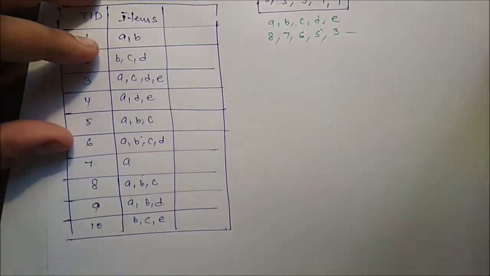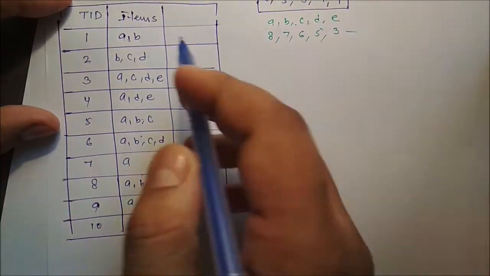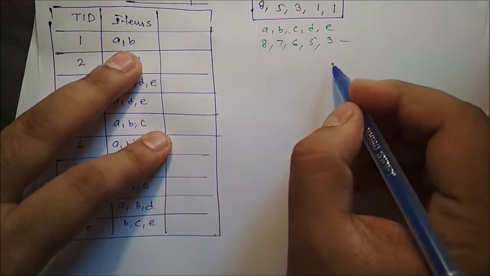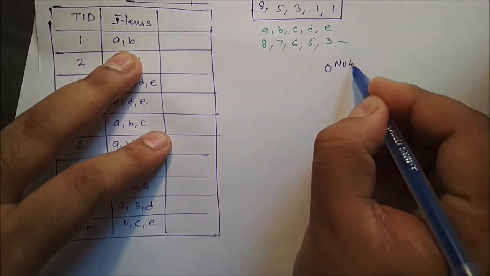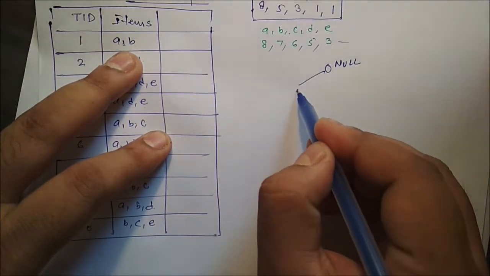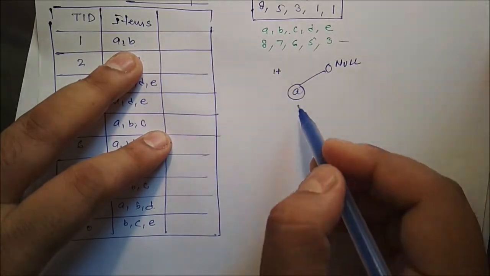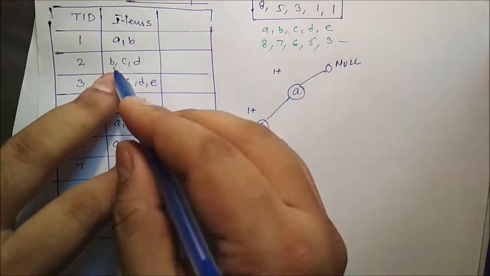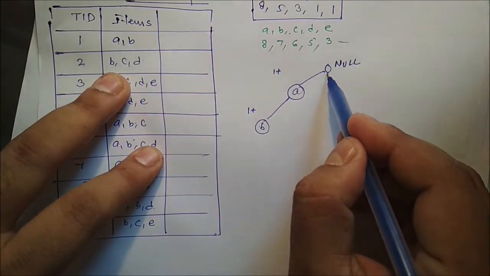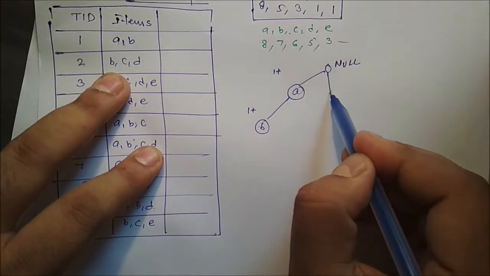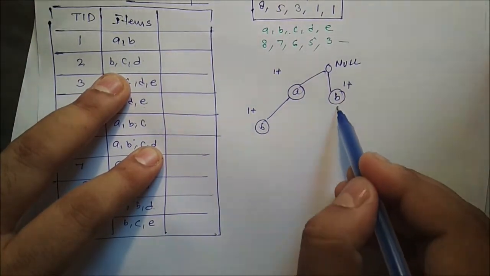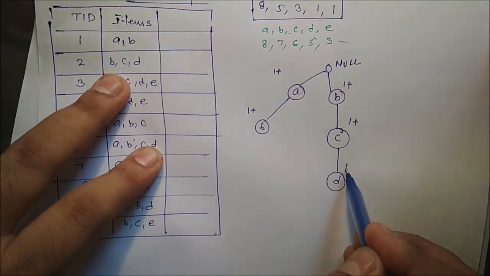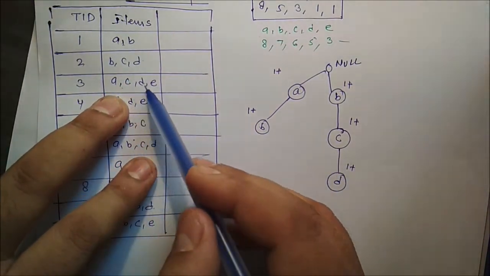So first of all, use this particular information to construct the tree. Starting from A, initially it is null. First of all it is A, then B. Okay, A, B, then B, C, D. So we have to create another branch, because here the start is A, then B, C and D. Then A, C, D, E.